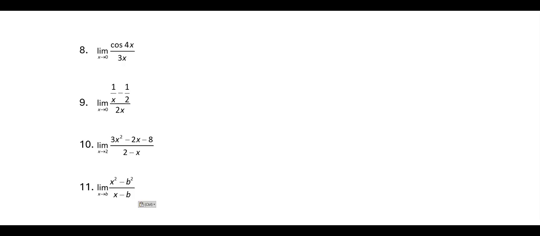For number 8, if you did fake plug-in, you get 0 over 0. Because cosine, actually you get 1 over 0. 1 over 0. In a sense, because cosine of 0 is 1, so you end up with cosine of 4. And over 0, that's undefined. All right, so because it's undefined, you could easily check. This is limit from both sides. I'm just going to check both sides real quick, just so you can see how it's done.